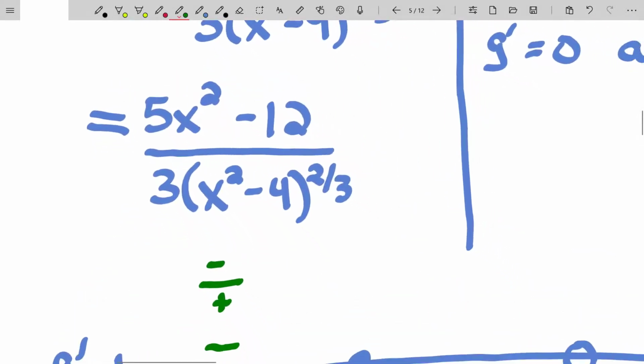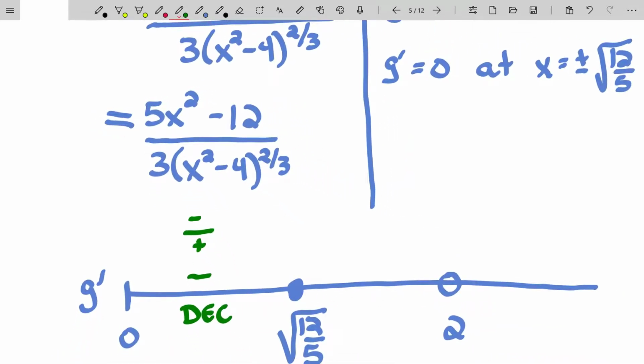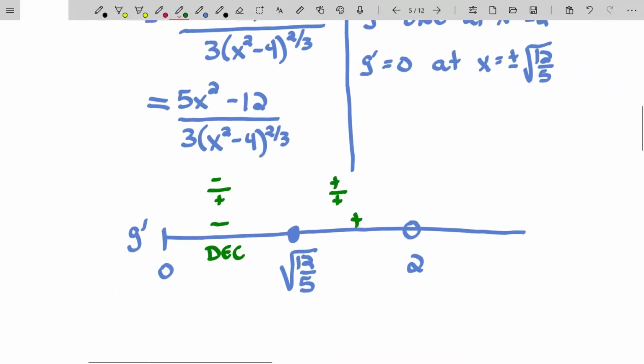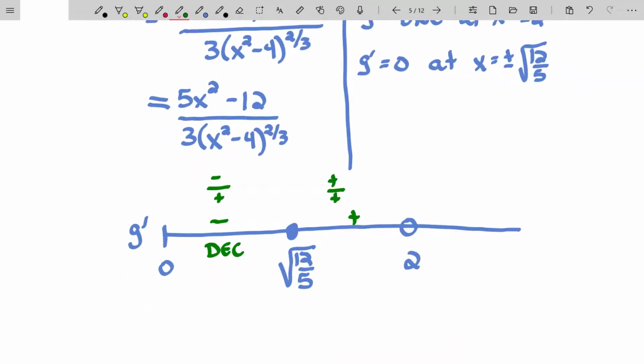So I'd like to plug in a number slightly greater than 1.5 into my derivative. And if you just have a calculator, you could do it very quickly. Plug in 1.9, for example. So 5 times 1.9 squared, I'll just do it this way, minus 12. Oops, I put plus on my calculator, minus 12. So the numerator is positive in that instance. And the denominator, remember, is always positive. So we get that the derivative is positive there, or in other words, the function is increasing there.